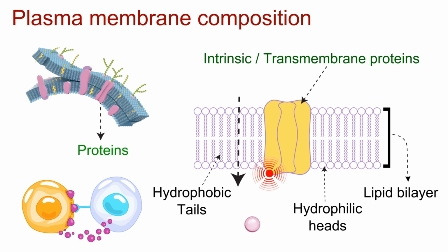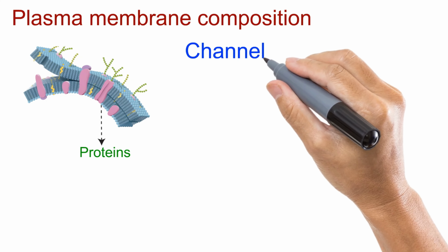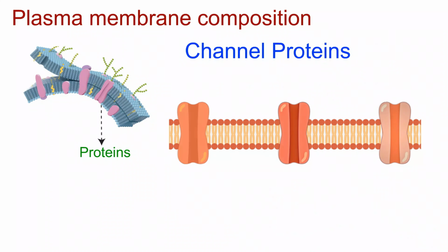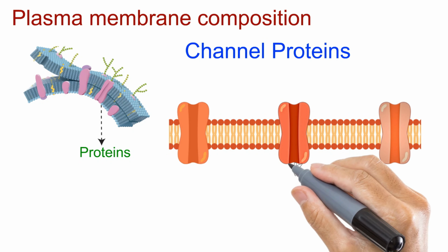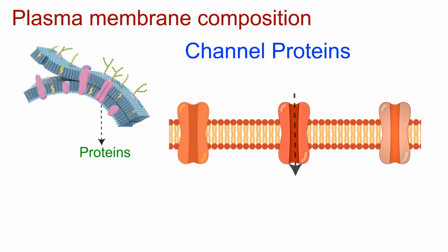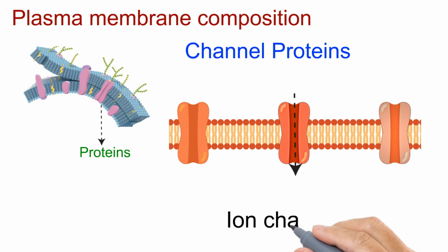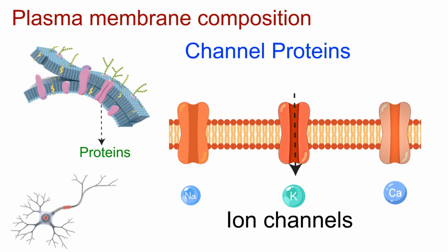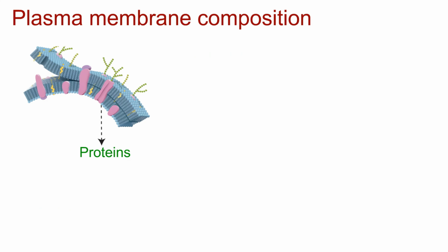Now, based on their functions, integral proteins can be divided into several categories. First, channel proteins. They form open pores that allow specific ions or molecules to pass freely across the membrane, maintaining balance inside the cell. For example, ion channels like sodium, potassium, or calcium channels help regulate the movement of these charged particles, which is essential for nerve impulse transmission and muscle contraction.